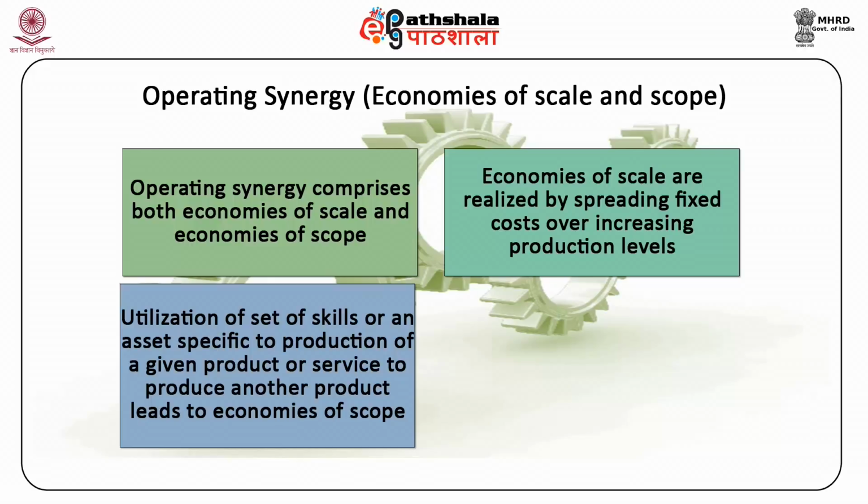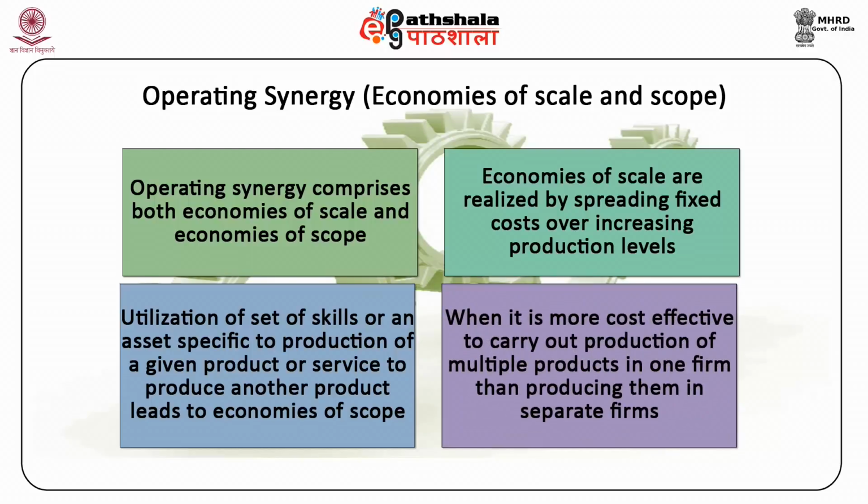Utilization of a set of skills or an asset specific to production of a given product or service to produce another product leads to economies of scope. This happens mostly when it is more cost effective to carry out production of multiple products in one firm than producing them in separate firms.